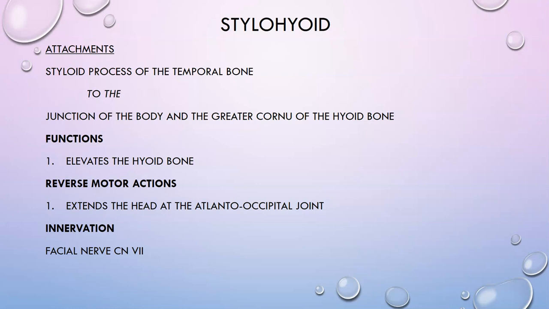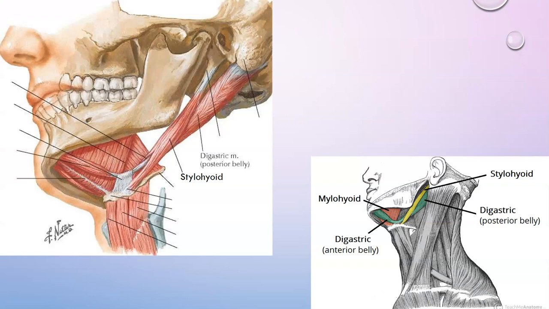Its function basically is to elevate the hyoid bone. If we occasionally look at it, it's a very minor mover with extension of the head at the atlanto-occipital joint. Do remember that the atlanto-occipital joint is the joint between C1 and the occiput, or the skull. It has a bit of a different innervation as well. Now we're into the facial nerve, cranial nerve 7. So we see it here.